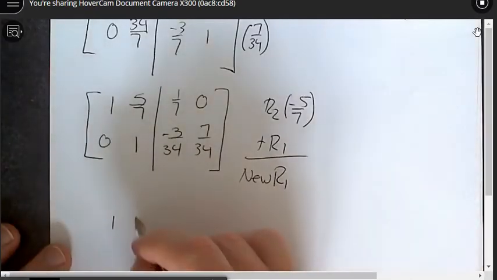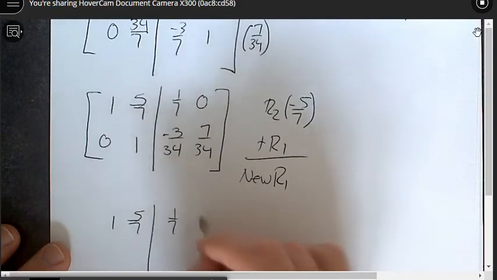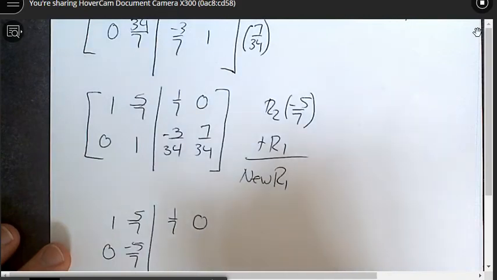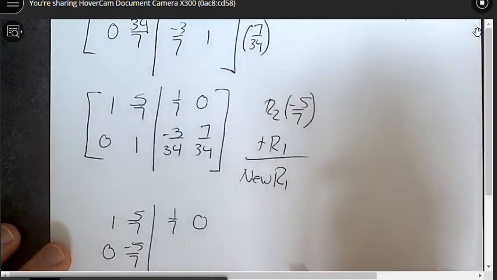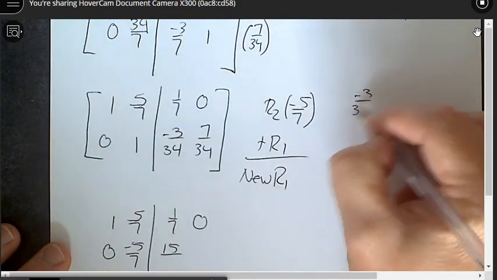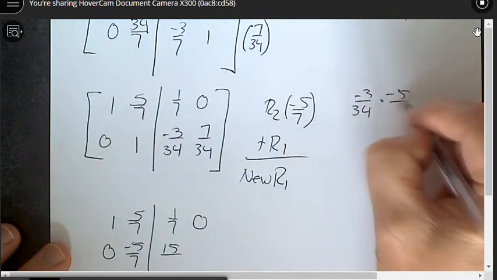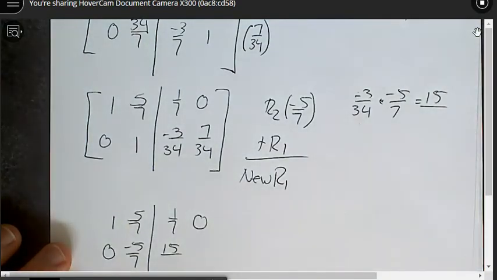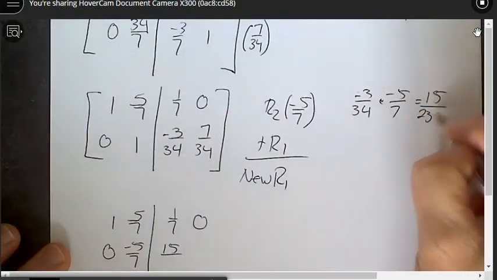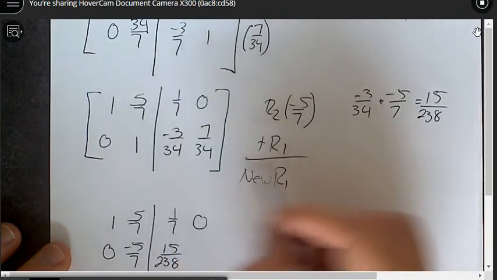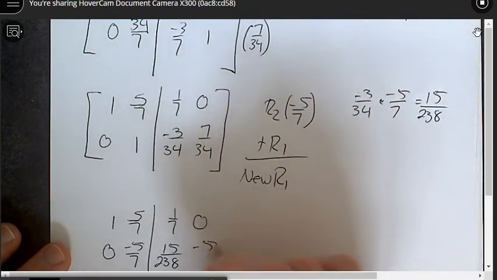So that's going to be 1, 5/7, 1/7, 0, multiplying row 2 by -5/7. Wow. That is 15 over... Yeah, they could have made this a little nicer. That's 50 because nothing cancels here. That's 15 over 34 times 7. It's 238. -5/7. Now this would be okay because the 7s will cancel. That'll give us -5/34.